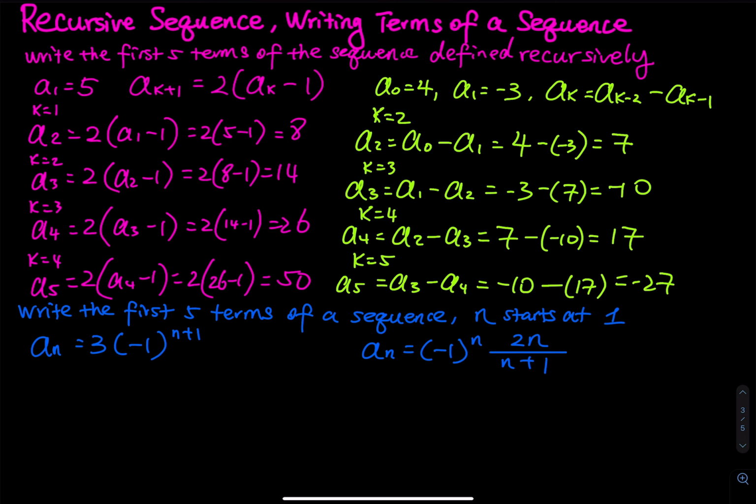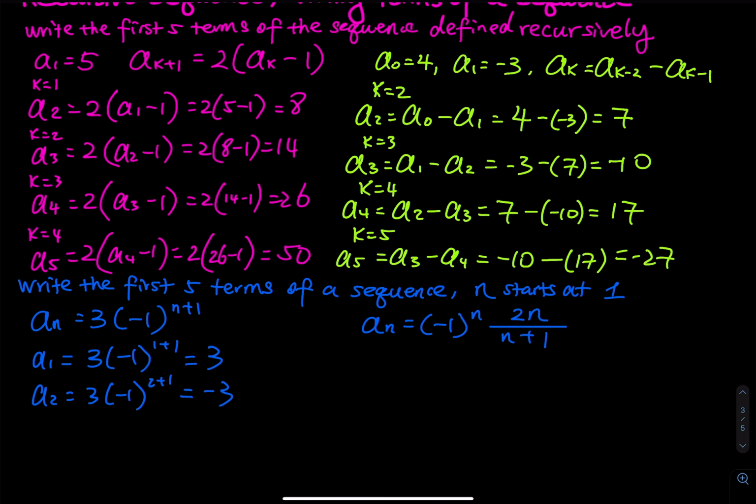So I have the nth term. I want to start at 1. Okay, then this is simple. You just let the formula do the work. So we have a of 1, which is 3 times negative 1 to the 1 plus 1. That is just 3, right? A of 2: negative 1 to the second power is positive. 3 times negative 1 to the 2 plus 1. So that gets you a negative. So it looks like the plus and the minus alternate.